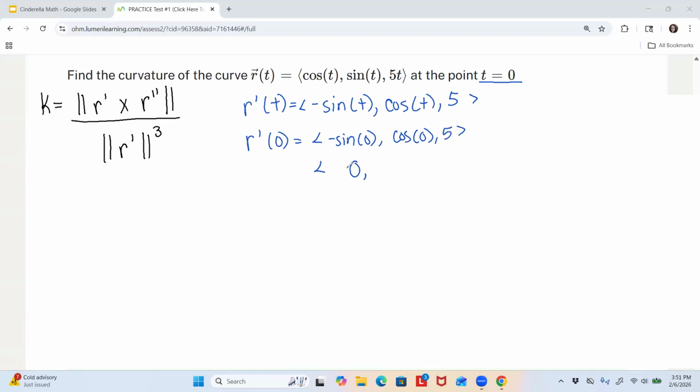Sine of 0 is 0. There is no negative 0. Cos of 0 is 1, and then 5. So that is our R prime.